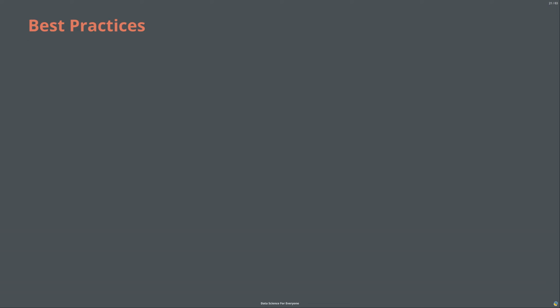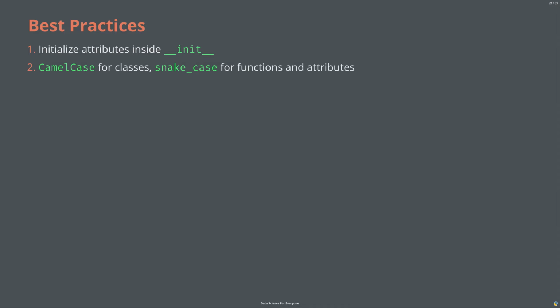Now that we understand the basics of object-oriented programming, let's quickly go over a few more conventions that will make our code more user-friendly. To name our classes, use camel case, which means that if our class name contains several words, they should be written without underscores and each word should start with a capital letter. For methods and attributes, it's the opposite. Words should be separated by underscores and all lowercase.